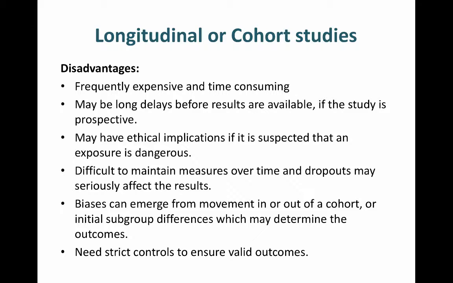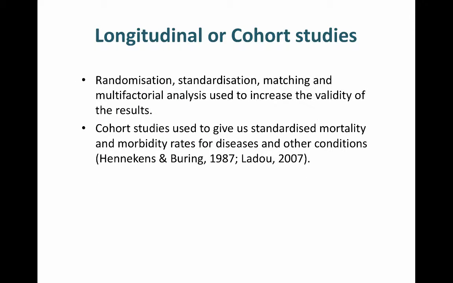Biases can emerge from the movement in or out of a cohort or initial subgroup, differences that may determine the outcome. Cohort studies need strict controls to validate outcomes. Randomisation, standardisation, matching and multifactorial analyses are used to increase the validity of the results in longitudinal and cohort studies. Cohort studies are used to give us standardised mortality and morbidity rates for diseases and other conditions. Finally, longitudinal and cohort studies are used very, very commonly in occupational epidemiology.